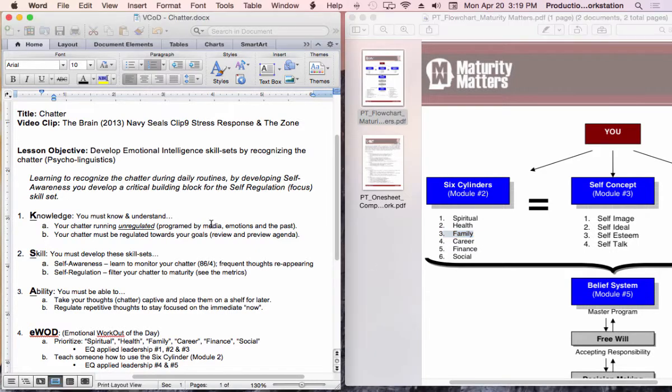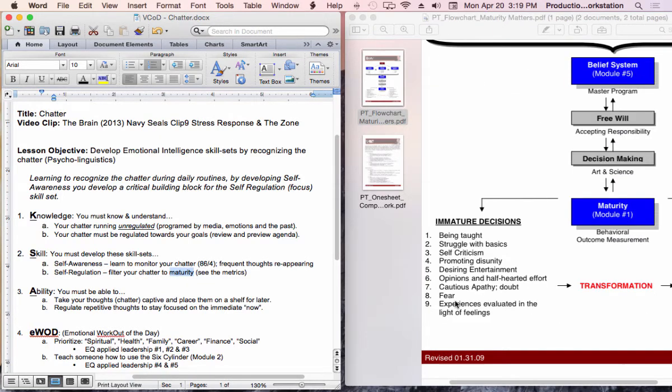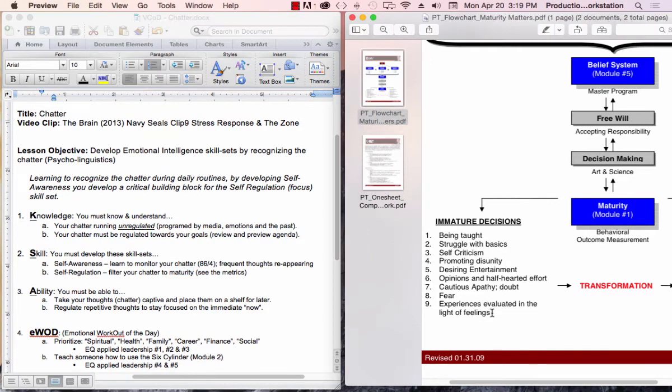So we teach it from a chatter's perspective, and the skill set is self-regulation. You've got that, filtering your chatter. I suggest to you that we use the maturity metrics. If you're going to filter your chatter, here's where most of us are hanging out. We're not going to share information. We're going to withhold it. We're going to struggle with basics. We're going to be critical of ourselves and others. We're going to have disunity inside of us, so we're going to promote it around us. You know people like this, right?